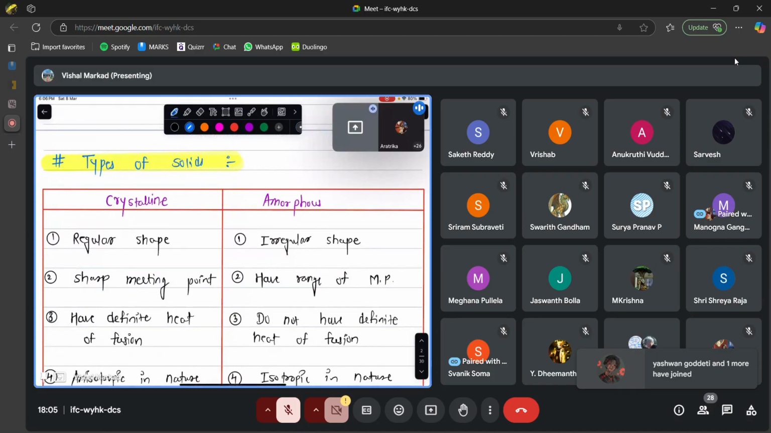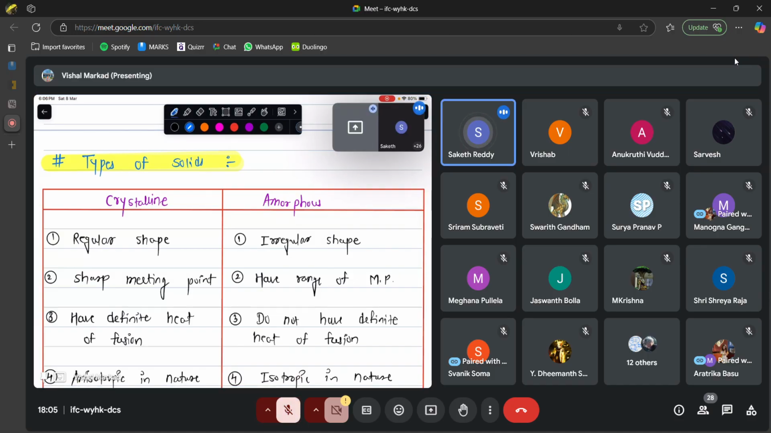Now next, the important thing we have is the types of solid. Generally, solids are classified into two types. Have you studied this, crystalline solids and amorphous solids? Yes, sir, we did it in group 15, right? In your 9th, 10th, anywhere have you studied this? No, sir. Generally, the solids are classified into two categories: one is called crystalline, the second one is amorphous.